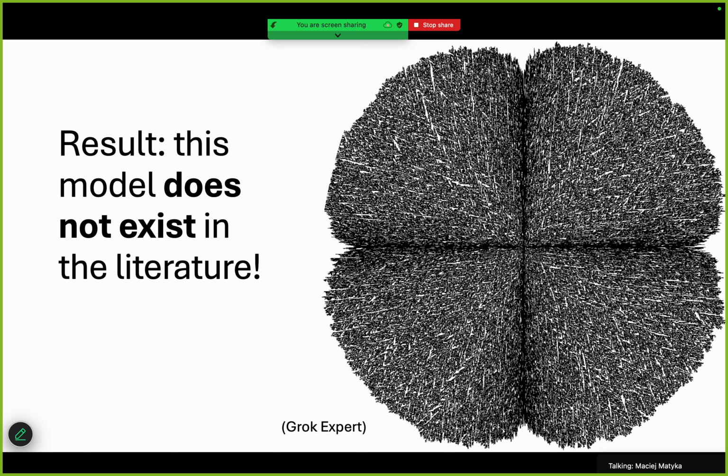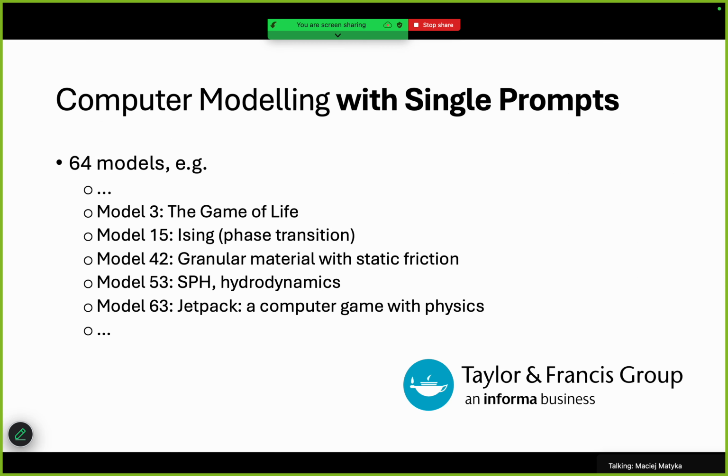It is written, like programmed, by the model, which is pretty amazing because this is randomly chosen words for the code, as you know. This one was done with Grok, but it works in each language model. And now, the summary is that I have like 64 models for the whole text, and one of them is smooth particle hydrodynamics, which cost me a lot of time, and the specific one was granular material with static friction, which took me like 2 weeks.